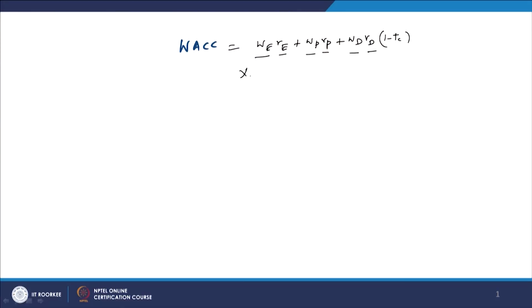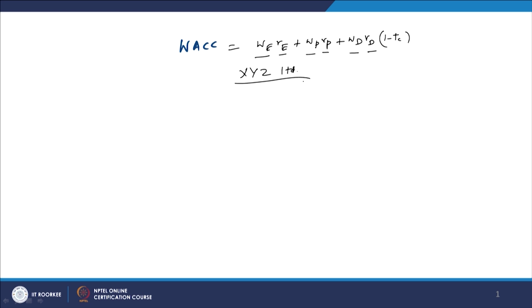So, this benefit is there. For determining the weighted average cost of capital, for example, we assume that there is a company called XYZ Limited, and they are going to make a new investment.